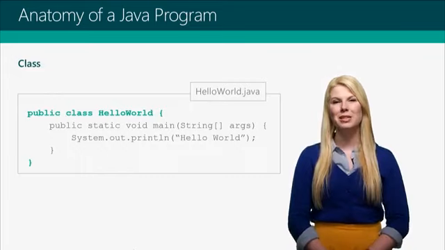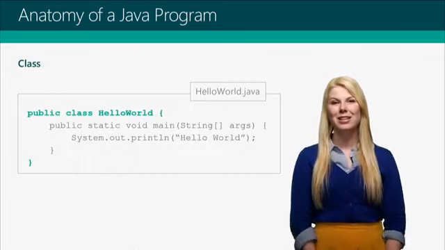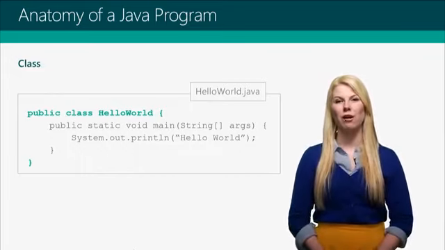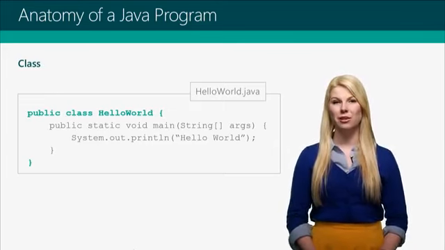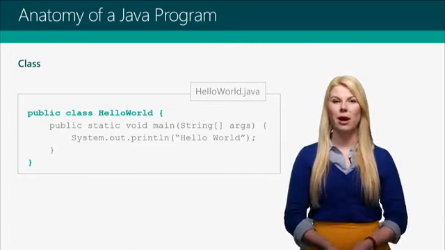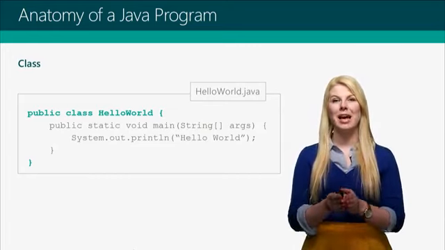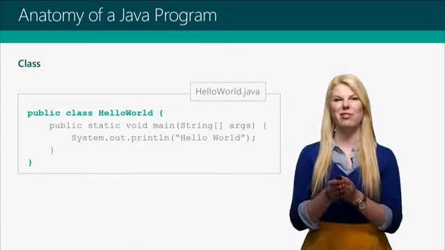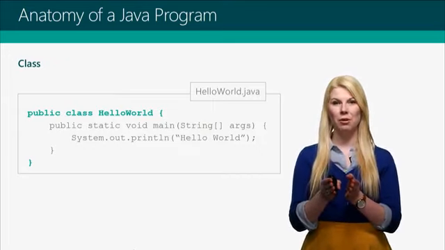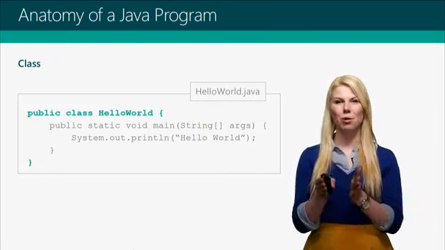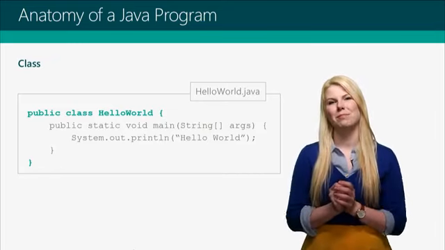The first piece is called the class. This is the overall structure of any Java file. It should be one of the very first lines in your file, and it always starts the same way: public class, and then the exact name of your file. That's why this is called capital H Hello, no space, capital W World, just like the file name.